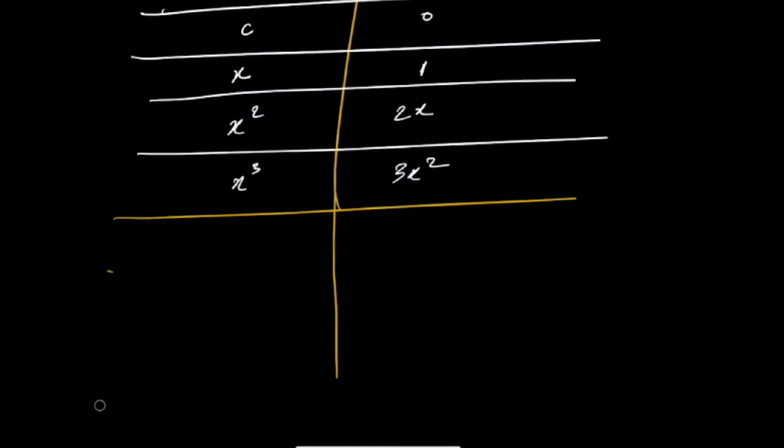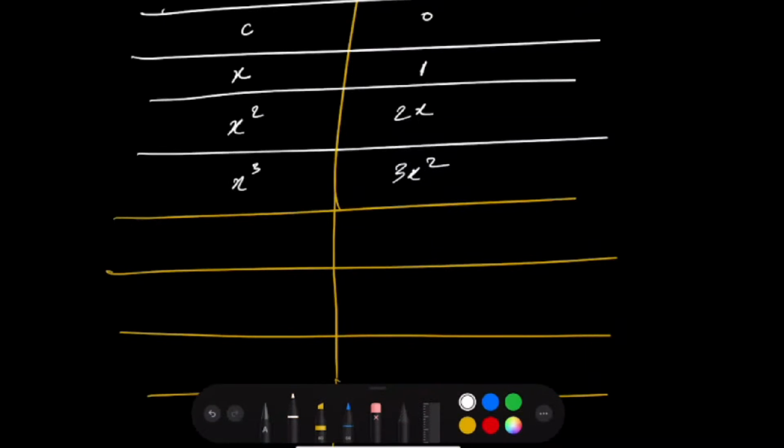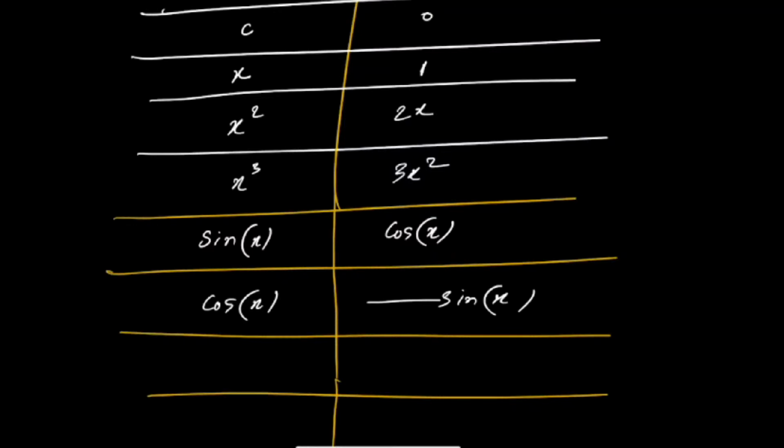Okay. So when it was sin x, the derivative was cos x. When it was cos x, it was minus sin x. Correct? So these are the things we have learned till now.